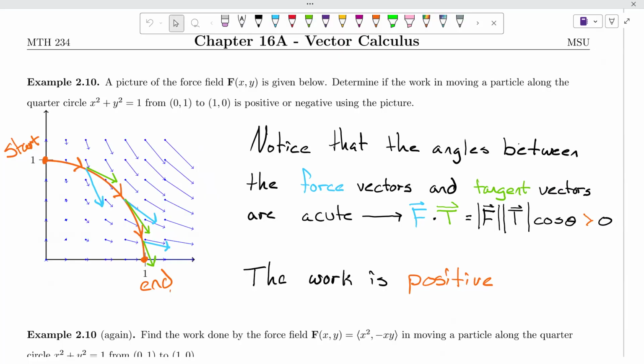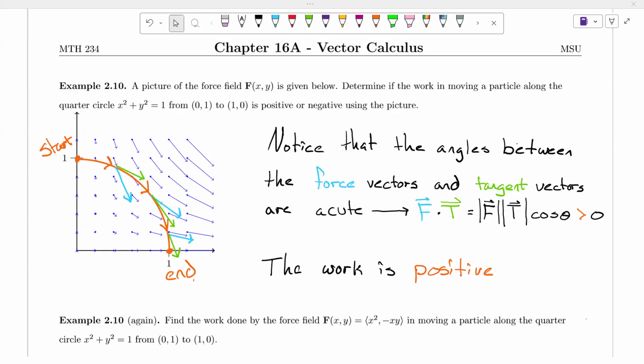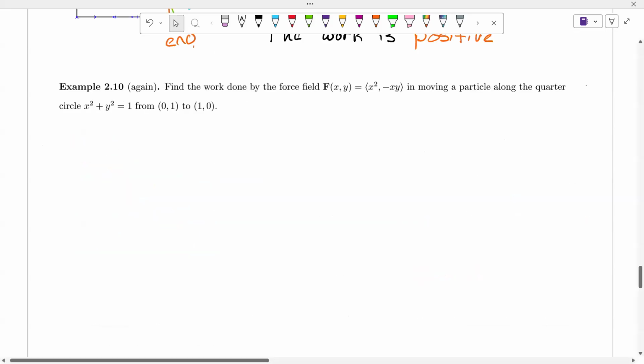All right, let's continue on with the last couple of examples, still doing line integrals of force fields. I guess just line integrals of fields generally. Force fields just happen to be the nicest examples to work with. So find the work done by the force field, that thing, in moving a particle along the quarter circle of x squared plus y squared equals 1 from 0, 1 to 1, 0.